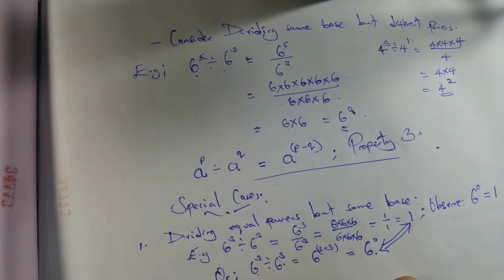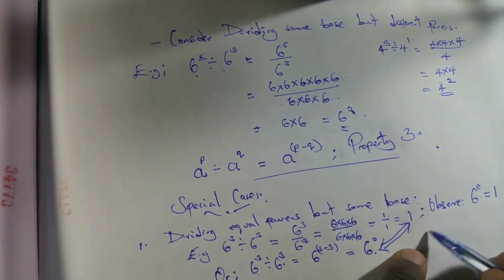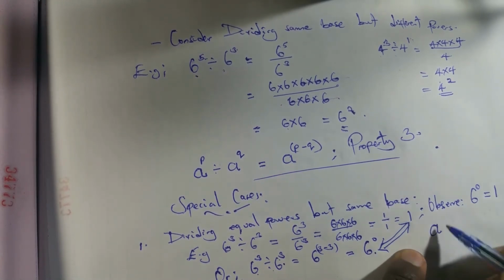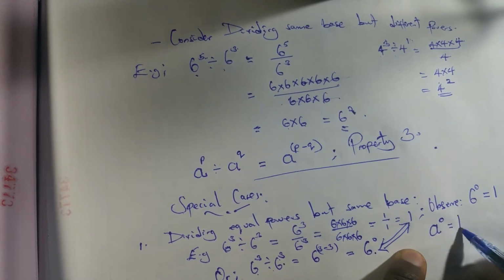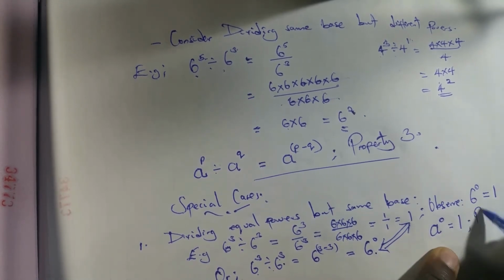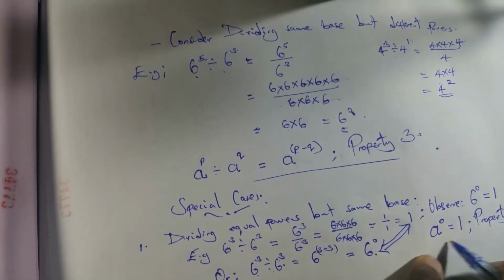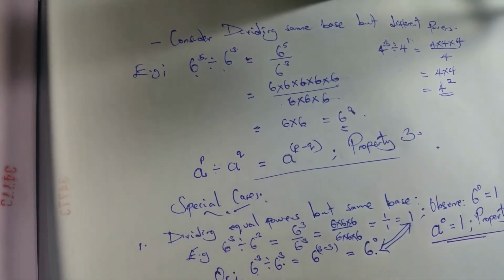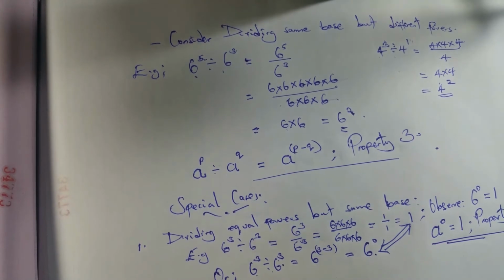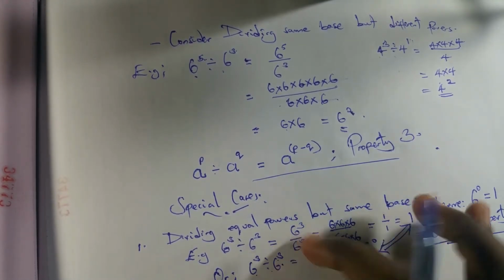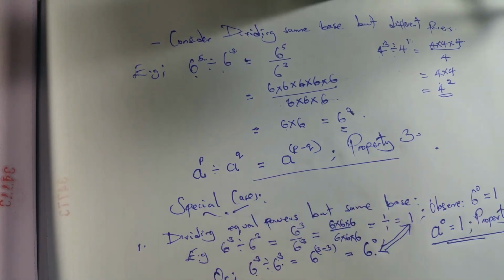What does it imply? We have a property here: a base raised to power 0 is 1. We can consider this to be our property 4 that we have come across. So if you have a base raised to power 0, just know it's 1. We can see this from the simple example that we looked at.